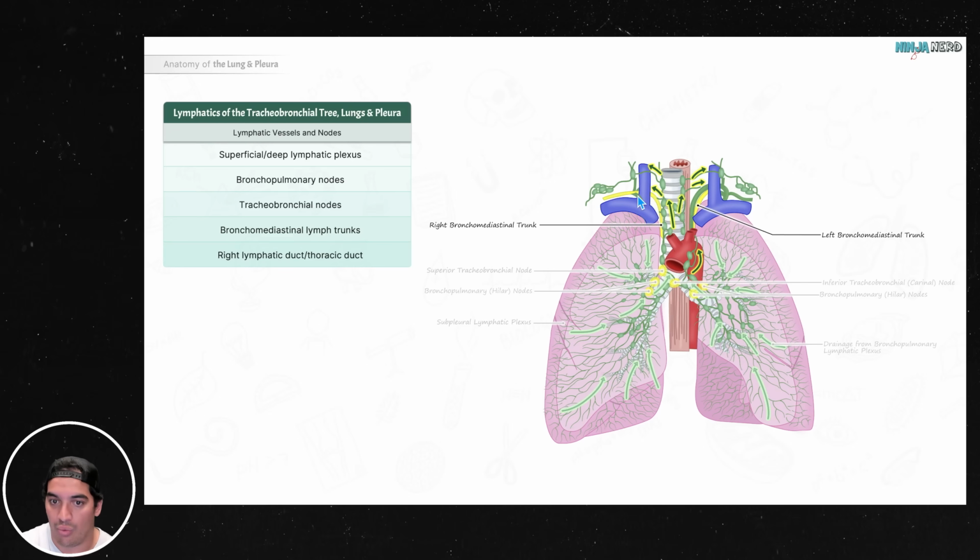So the right lymphatic duct is going to be this little guy right here. See how it dumps in at the junction between the internal jugular vein and the subclavian vein, right at that brachiocephalic part? That's the right lymphatic duct. This is the one that you need to remember.